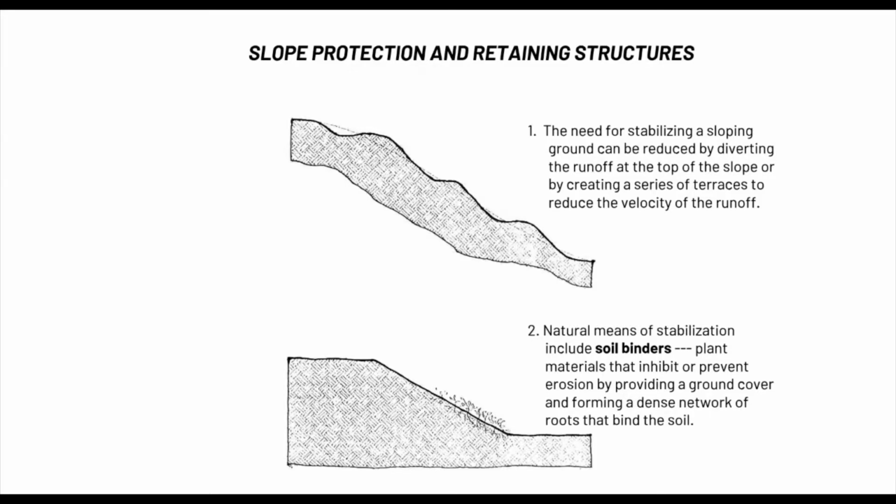Number two, natural means of stabilization include soil binders as in plant. This is elementary science na plants hold the soil intact. Therefore, trees are needed in the mountains because their roots bind the soil. So that's one natural means. If you have a project that is in a sloped area, I suggest that you keep the vegetation to a maximum and don't bother the trees.